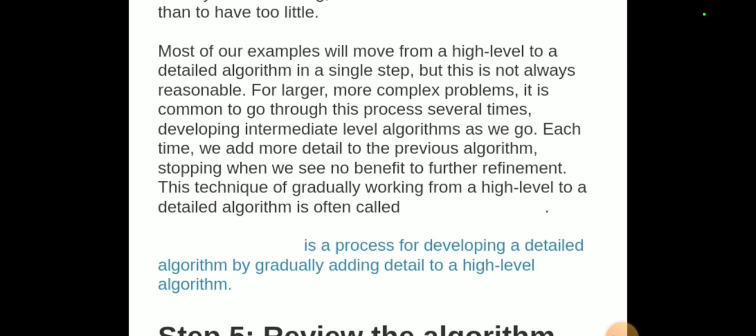It's common to go through this process several times, developing intermediate level algorithms as we go. Each time we add more detail to the previous algorithm, stopping when we see no benefit to further refinement. This technique of gradually working from a high level to a detailed algorithm is often called stepwise refinement. It is a process for developing a detailed algorithm by gradually adding detail to a high level algorithm.